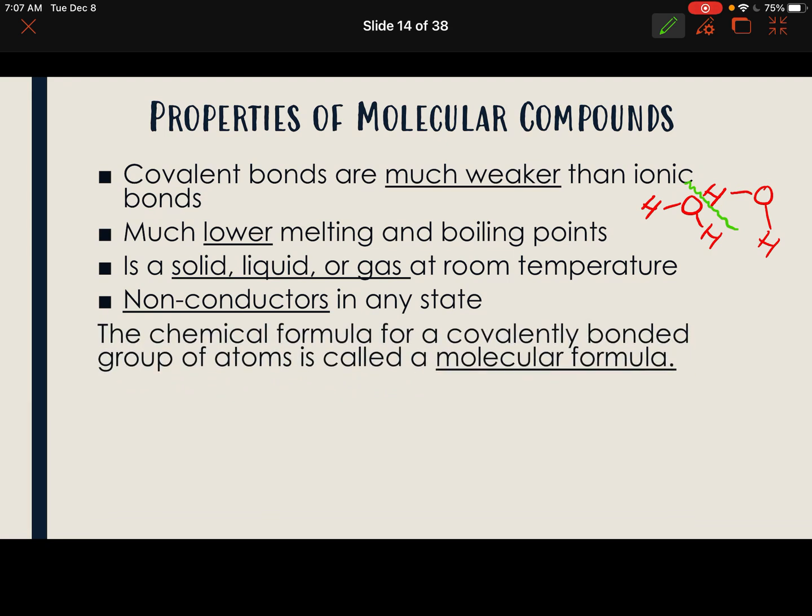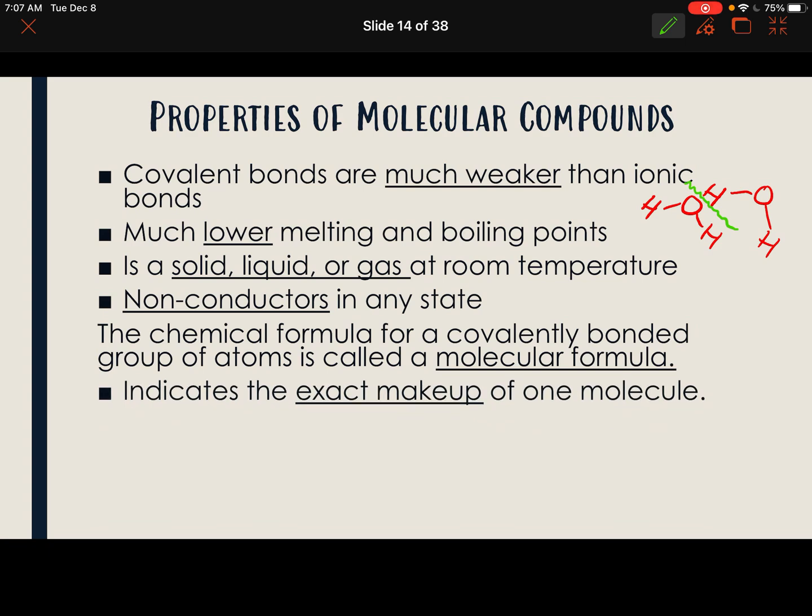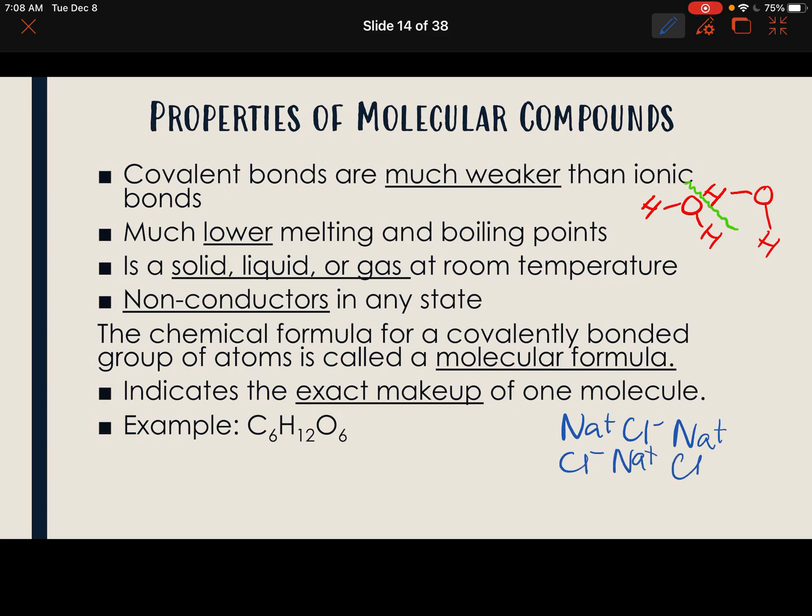Now, the chemical formula for a covalently bonded group of atoms is called a molecular formula. A molecular formula indicates the exact makeup of one molecule. So an example is C6H12O6. Basically, a molecular formula tells us the exact makeup because if we had simplified this, we would get the empirical formula, so review over empirical formula. The empirical formula is the smallest whole number ratio of a formula, and ionic compounds are written in their empirical formulas, and that's because ionic compounds are just that repeating pattern of positive and negative ions, okay?